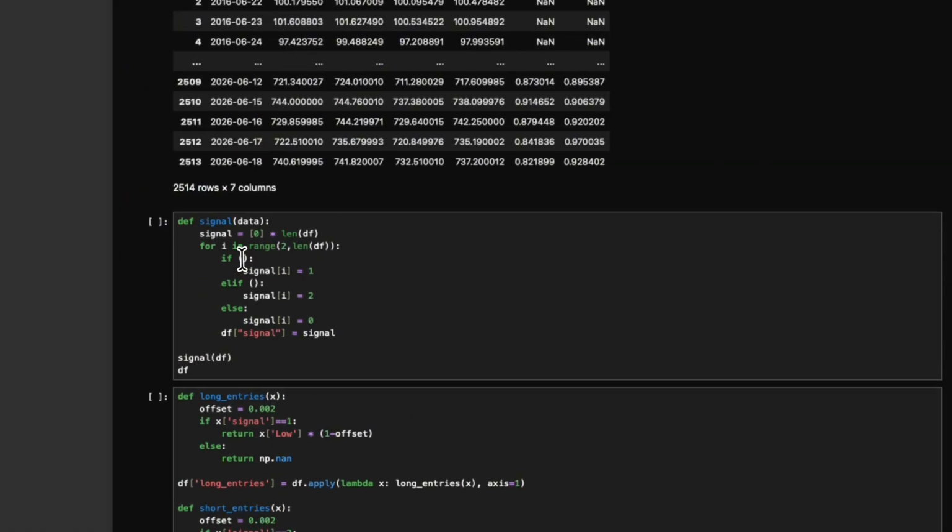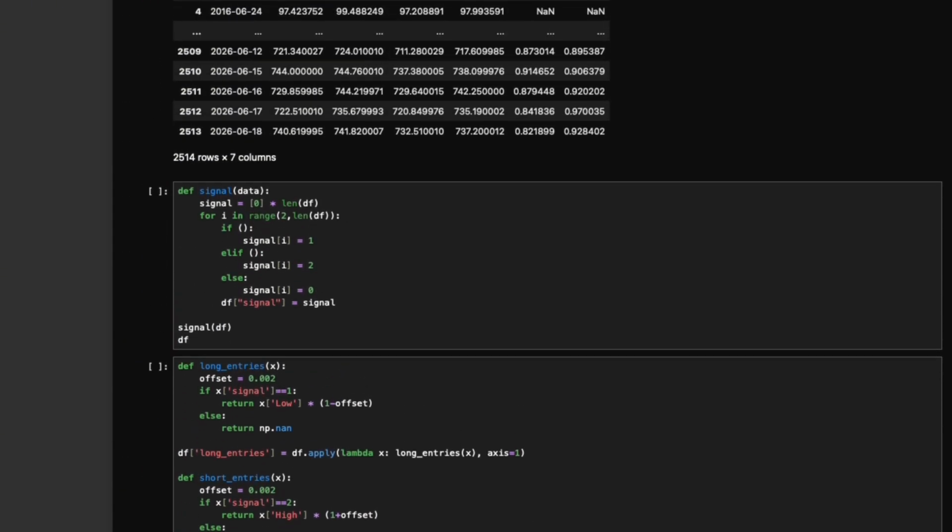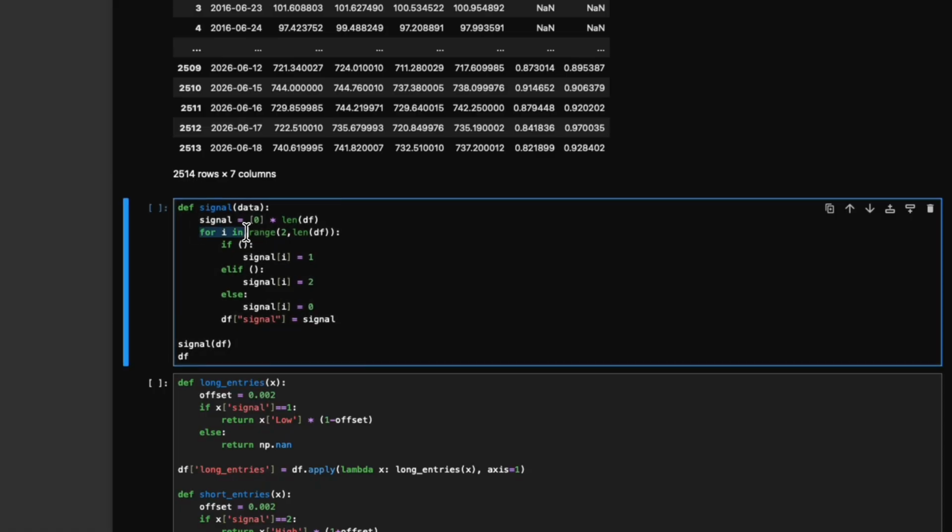To do that, we're going to use the .iloc method. So when we create our signal function here, we specify for i in range. i is effectively the current row, and then i minus 1 would be yesterday's row, i minus 2 the row before that, so on and so forth.